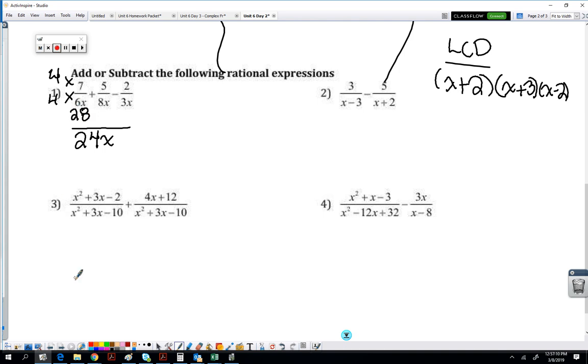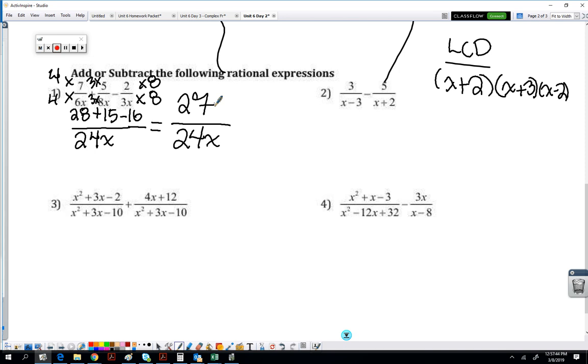And then I'm going to take a look at the next one. I have an 8x, but I want 24x. What is missing? I got to multiply by 3. What you do to the bottom, you do to the top. Now I have the next one. I have 3x, but I want 24x. What do I multiply the top and bottom by? 8. So that's why on the very top, I got 16. So I have my LCD. So now I can add and subtract the top, and I get 27.